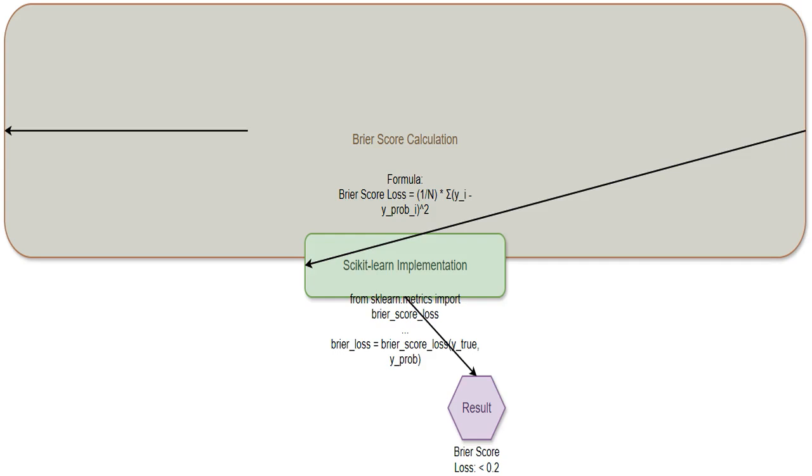Let's calculate the Brier score. The formula is brier_score_loss equals 1/n * sigma (y_i - y_prob_i) squared. This means I take each data point, find the squared difference between its true label y_i and predicted probability y_prob_i, sum all these squared differences, and finally divide by the total number of data points, n. It's a straightforward calculation that measures prediction accuracy.